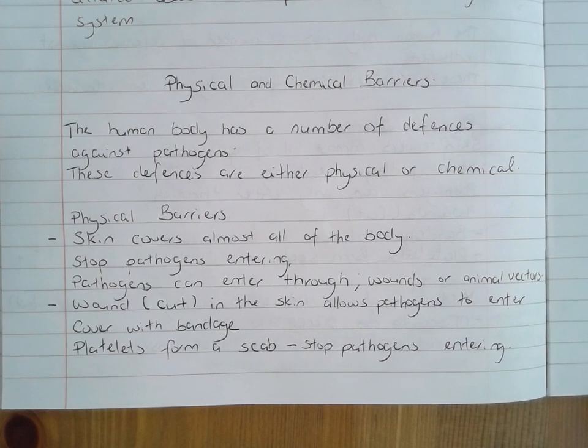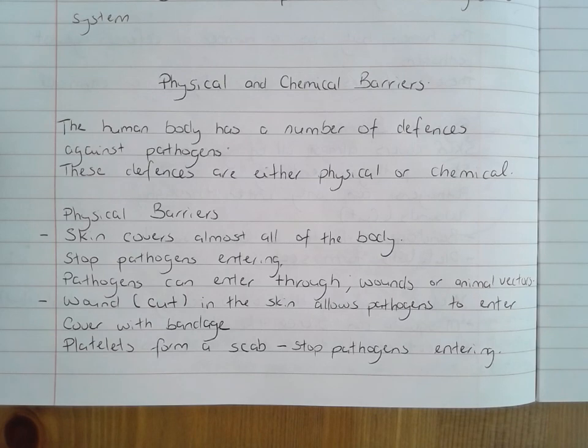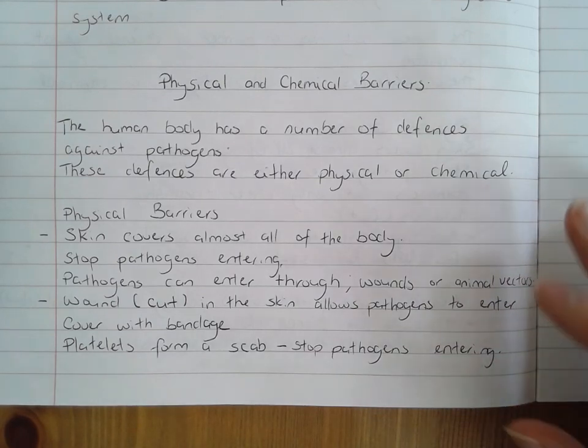Okay, so that's our main physical barrier. That is the skin. As I said, it covers most of your body, but not all. And there are two main areas that we're going to look at where your skin does not protect you. The main areas are your mouth and your nose. And the reason your mouth and your nose aren't covered in skin, obviously, is because you need to breathe, and you need to eat.